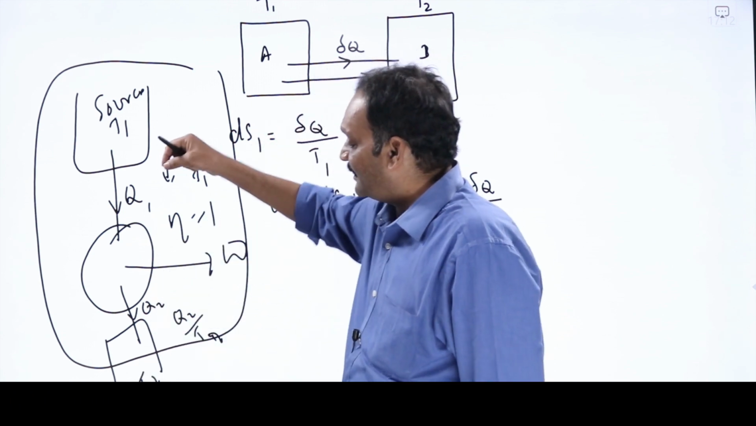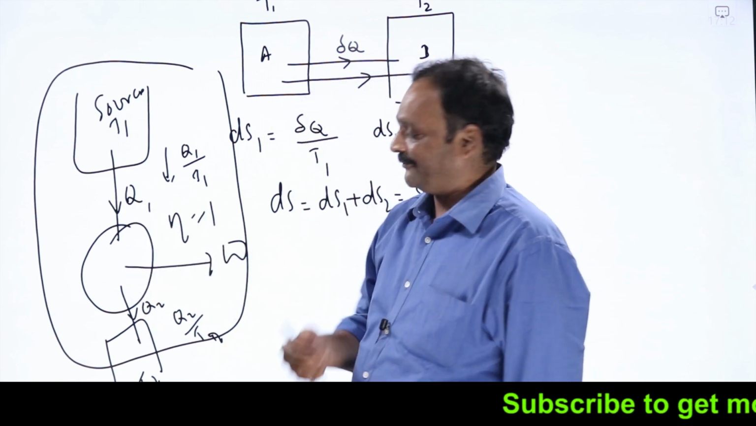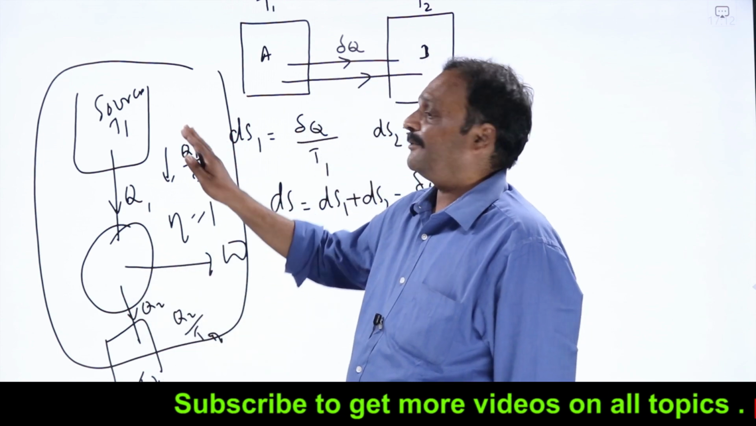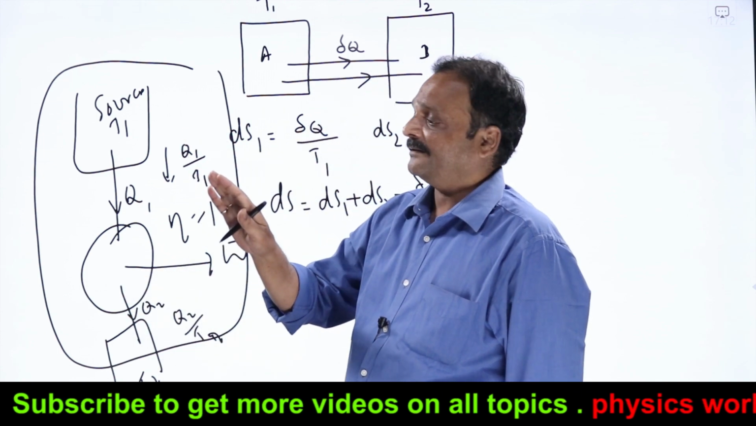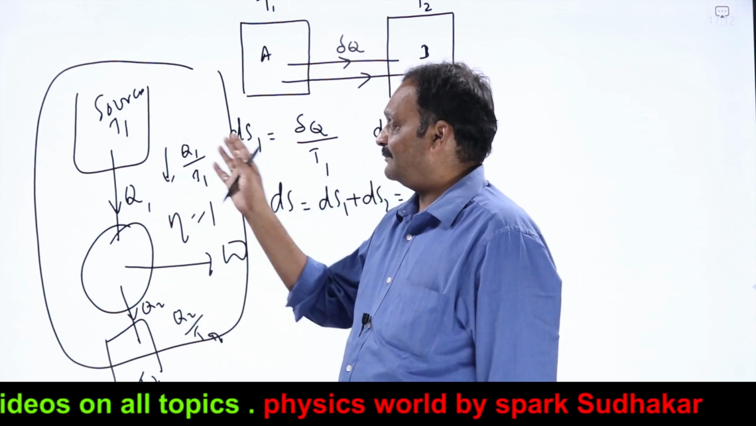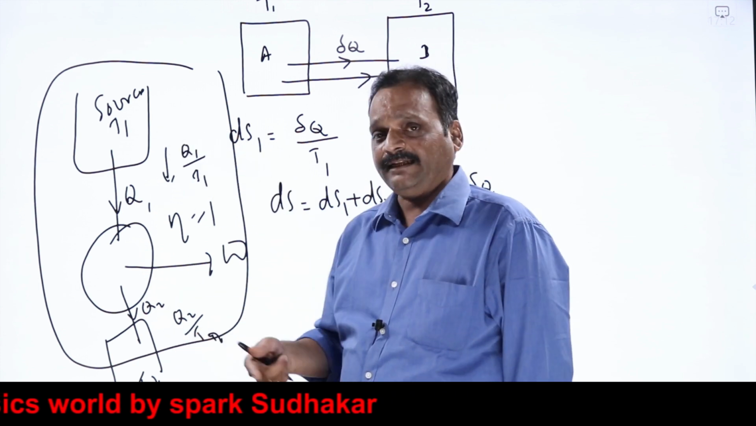Why must we have some Q2 rejected into the sink? Now I can understand from the entropy point of view. Unless some heat goes into a sink at lower temperature, the entropy of the universe is not increasing. The entropy of the universe will decrease, which is impossible, so such a heat engine is impossible. We need two different temperatures, one higher and one lower, for any heat engine.